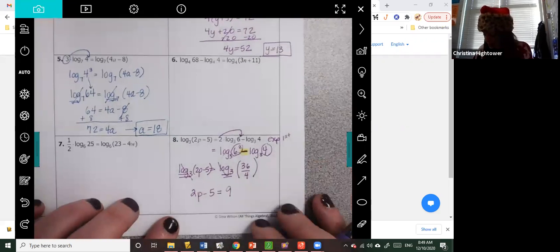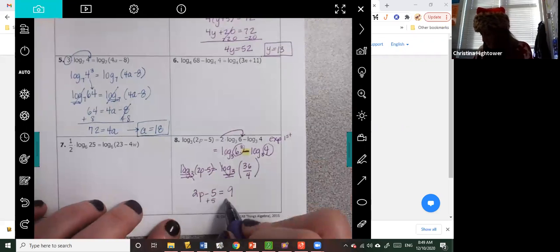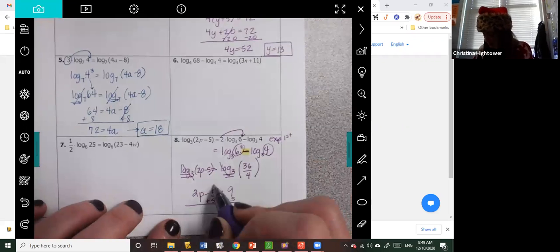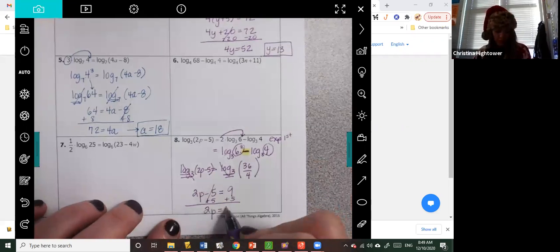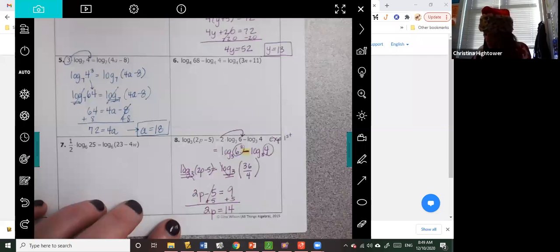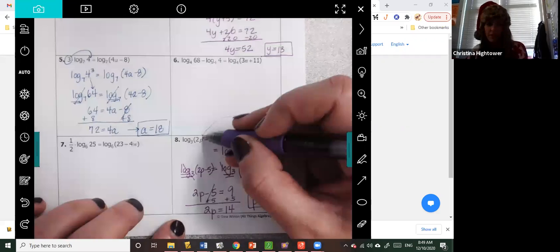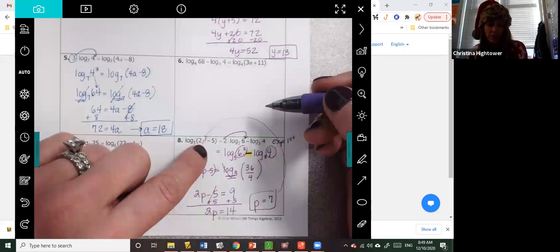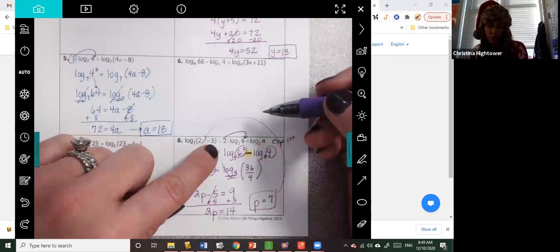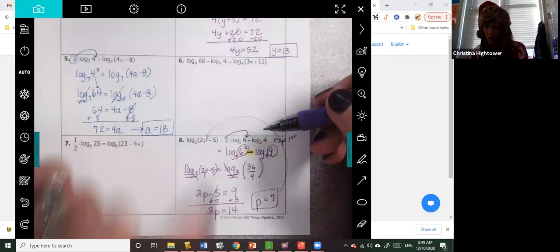So add 5. You get 14. So p equals 7. Always check. Let's come back around. And if I were to put a 7 in there, that's 2 times 7 is 14 minus 5. So yes, that absolutely works. We are good to go. All right.